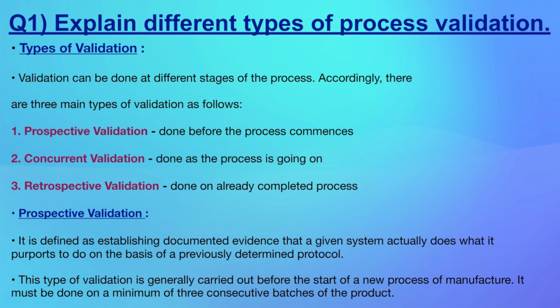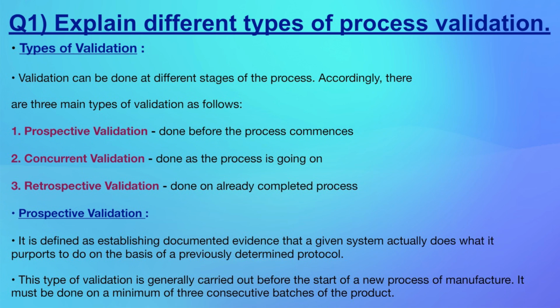Question number 1. Explain different types of process validation. Answer. Types of validation. Validation can be done at different stages of a process. Accordingly, there are three main types of validation as follows. First, prospective validation, done before the process commences. Second, concurrent validation, done as the process is going on. And third, retrospective validation, done on an already completed process.